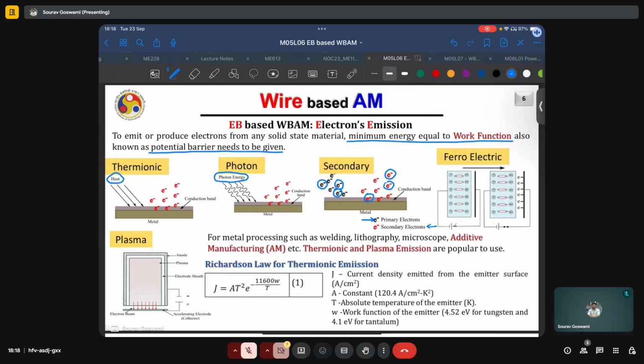For metal processing such as welding, lithography, additive manufacturing, or even characterization techniques such as electron microscopy, thermionic and plasma emission are among the most popular to be used. And specifically for thermionic emission, we have Richardson's law, which relates the current density, J, emitted from the emitter surface to the absolute temperature of the emitter and the work function of the emitter.